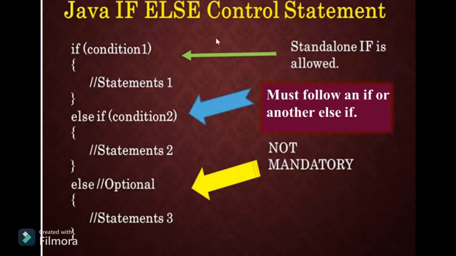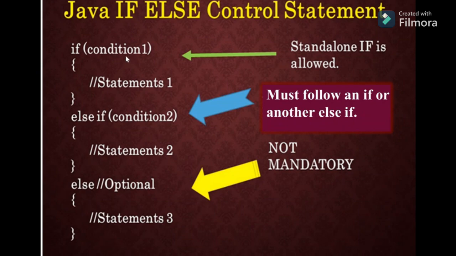Here we see the syntax for the nested if else statement. Here, with the if keyword, we give condition 1. If condition 1 is true, statement block 1 will get executed. If the condition is false, then the else if second condition will be tested. If this condition is true, statement block 2 will get executed. In case this is also false, then the else block will get executed. Here we have to note that this else if should follow an if condition or another else if, and the else part is optional.